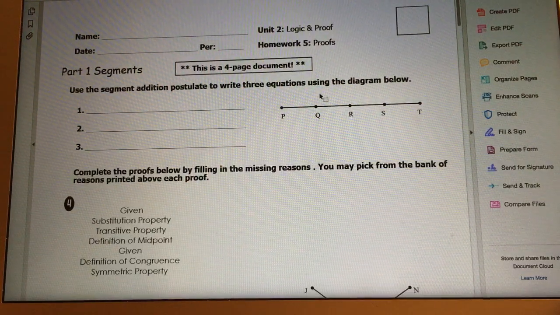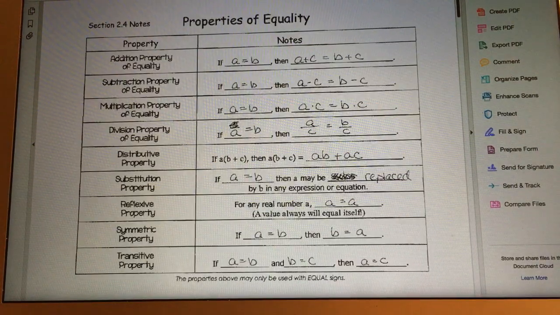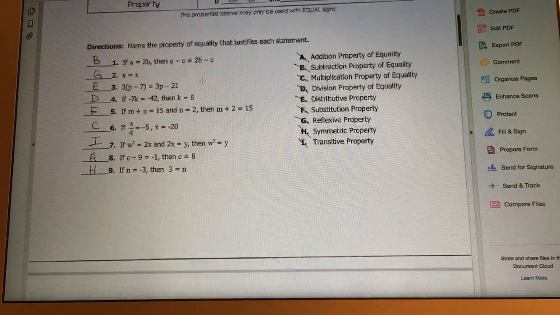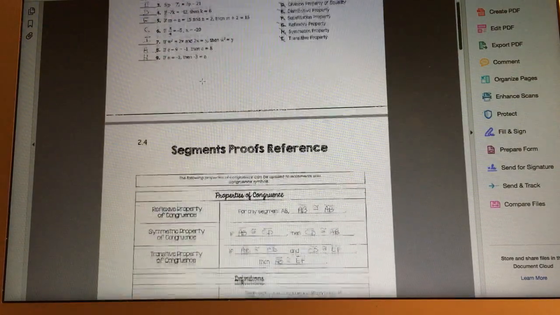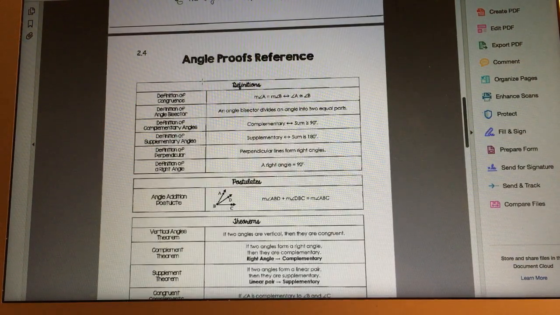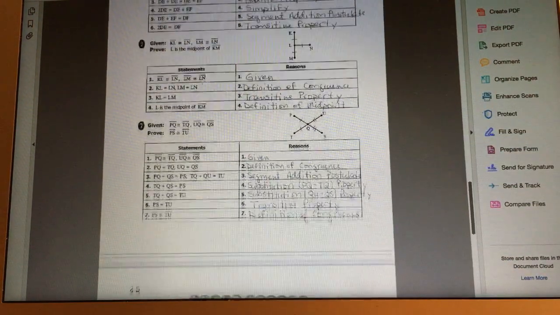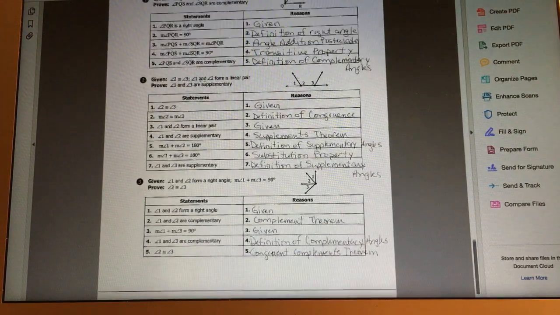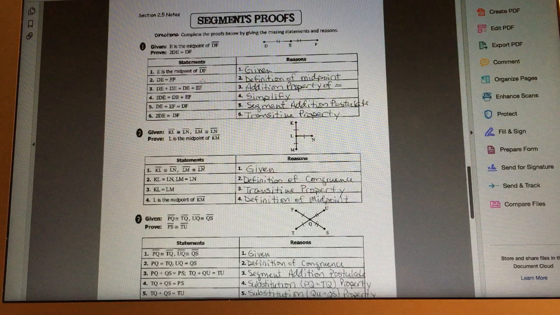So, when you are working on something like this, it is important to get out the pages of the guided notes packet. All of the reference pages from 2.4, so we've got the properties of equality, segment proofs reference, as well as the angle proofs reference. And then it would also be a good idea to have out the 2.5 notes that we all or in part filled out together. So those 3 angle proofs and those 3 segment proofs.